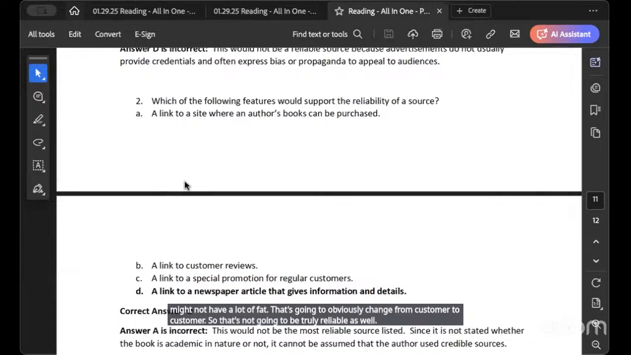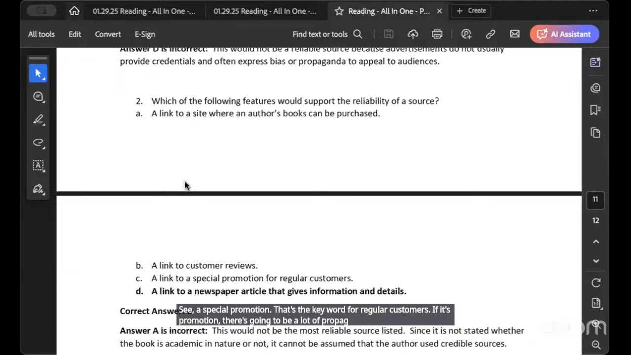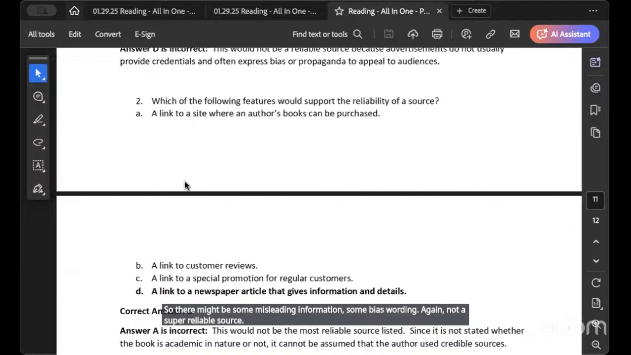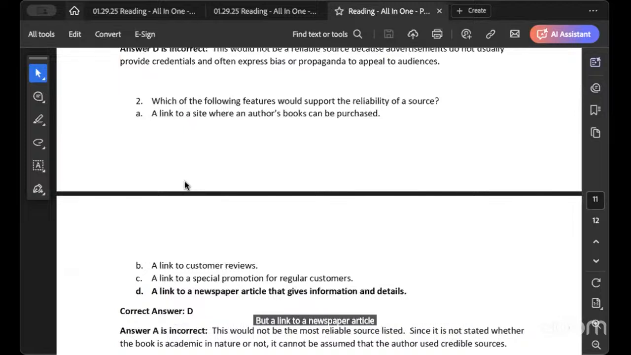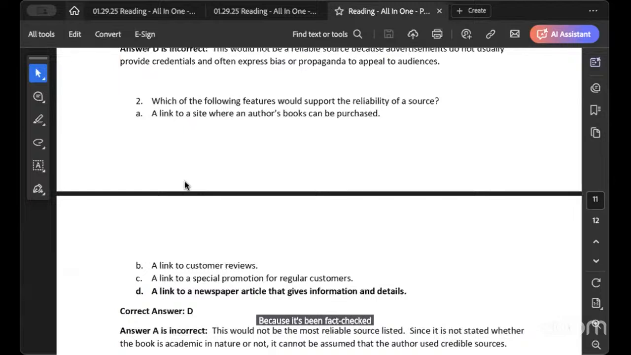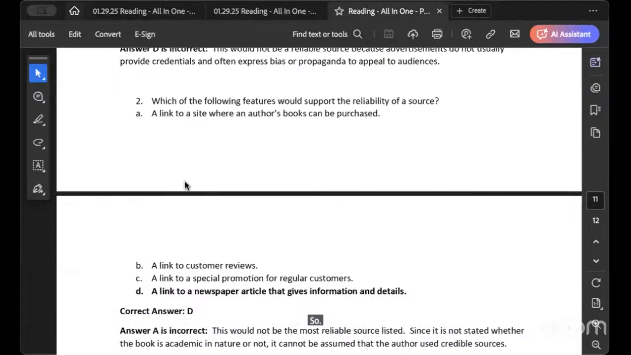So that's not going to be truly reliable as well. C, a special promotion. That's the key word for regular customers. If it's promotion, there's going to be a lot of propaganda. They're going to be trying to sell you something. So there might be some misleading information, some biased wording. Again, not a super reliable source. But a link to a newspaper article that gives information and details, that one's going to have more reliability because it's been fact checked. It's got credentialed sources itself. It's going to serve as a more reliable source. So, you're welcome.